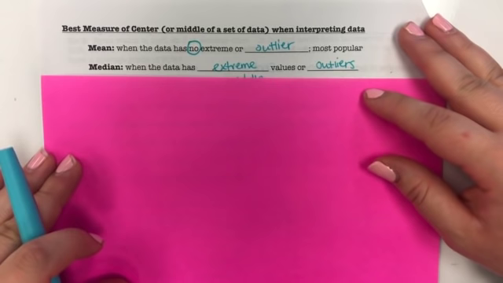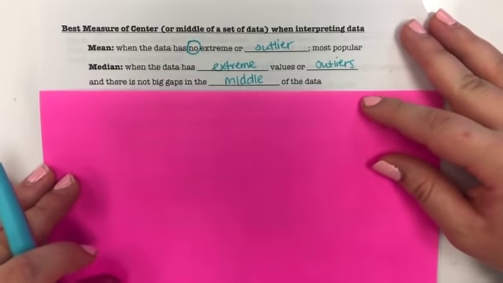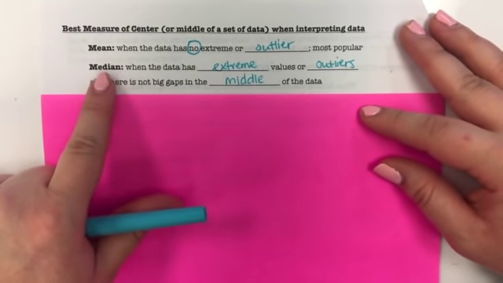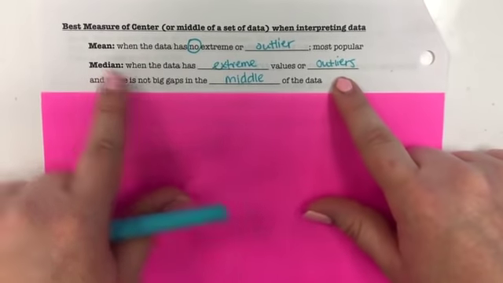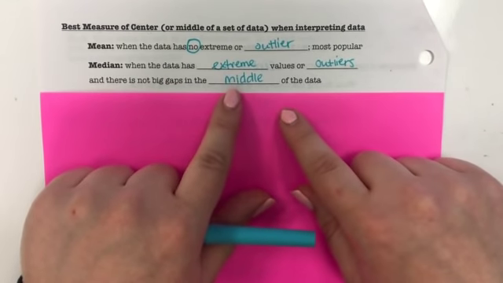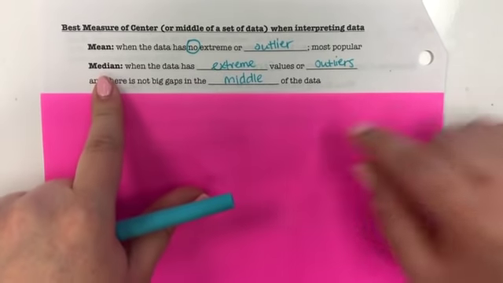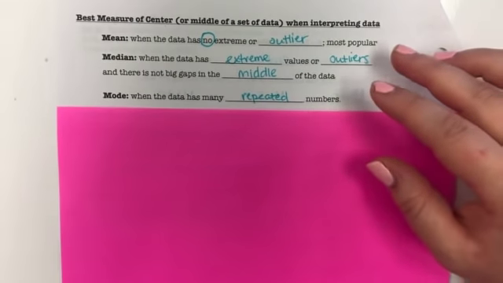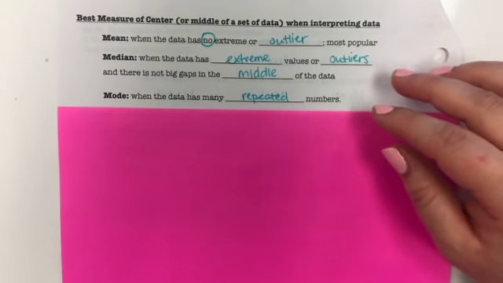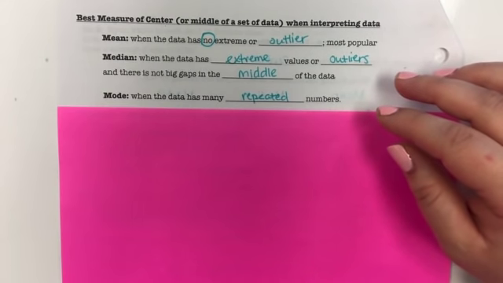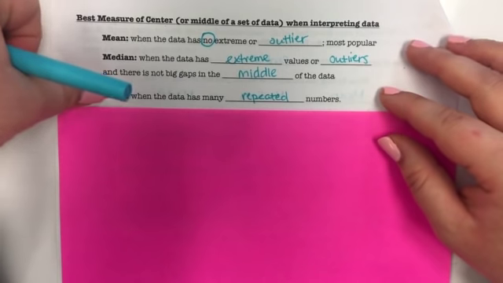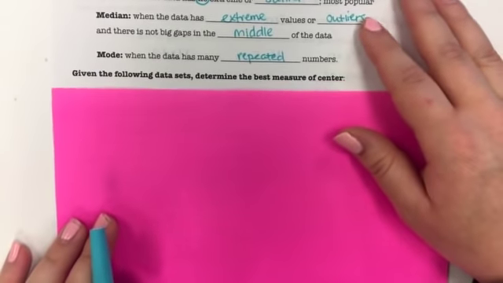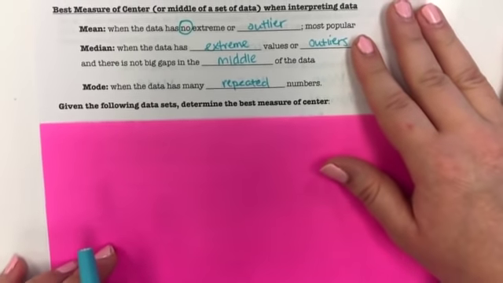For median, when the data has extreme values or outliers and there are not big gaps in the middle of the data, the median is going to be your best measure of center. So anytime that there are outliers and you're not seeing huge missing chunks in the middle, that's a sign that the median would be the best measure of center for you. The mode is any time that the data has many repeated numbers. So if you've got multiple numbers that are repeated several times, the mode is probably going to be the best center point.